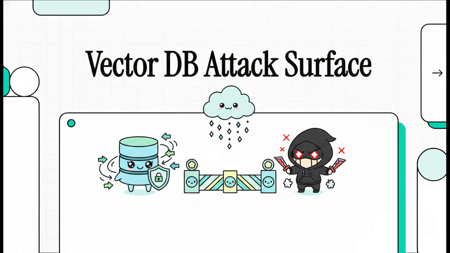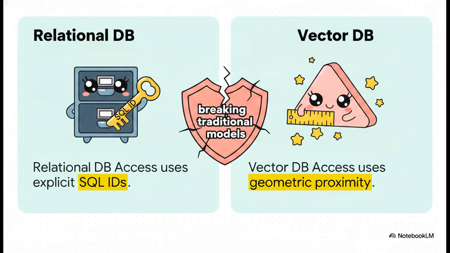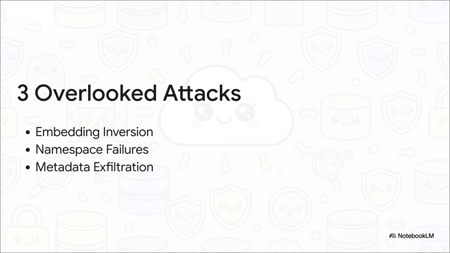Welcome to the Explainer. As a software architect, your mental model of database security needs a serious, immediate upgrade. See, vector databases don't use explicit IDs. They use geometric proximity. That literally breaks our traditional security models. We're finding devs building production RAG systems consistently miss three absolutely critical vulnerabilities.